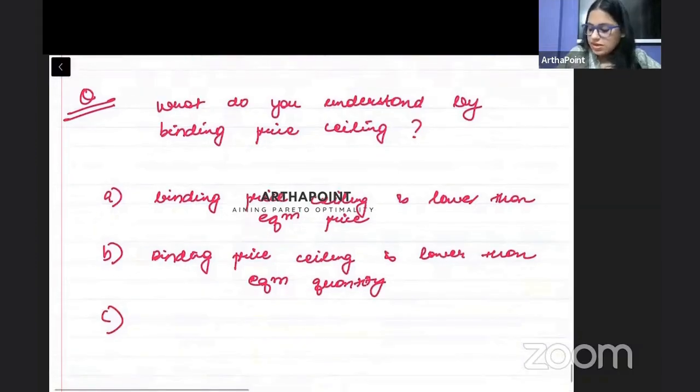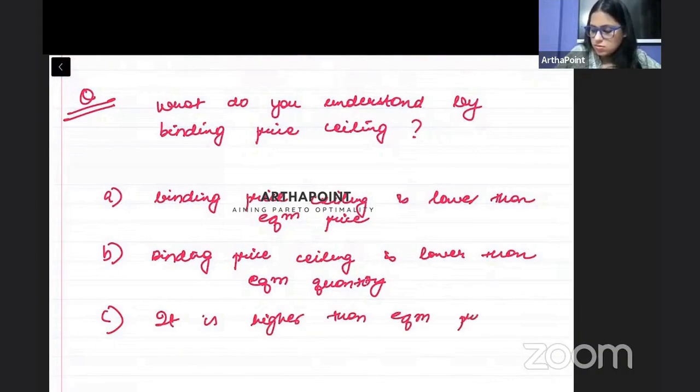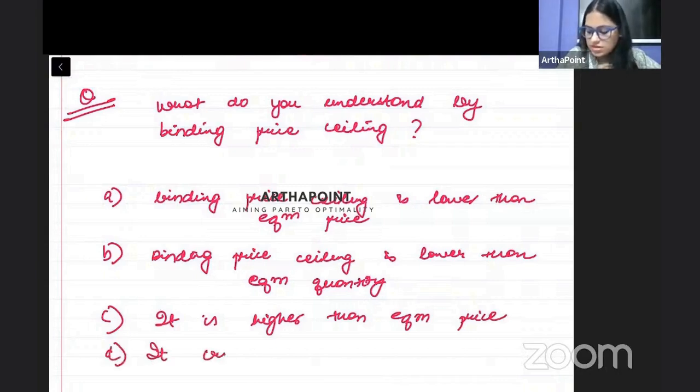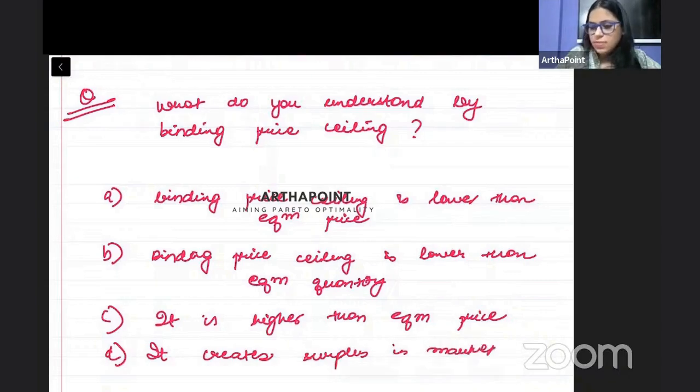C. It is higher than equilibrium price. D. It creates surplus in market. So which of the following statements is correct? What do you mean by binding price ceiling? Is it lower than equilibrium price? Is it higher than equilibrium price? Does it create surplus in the market?